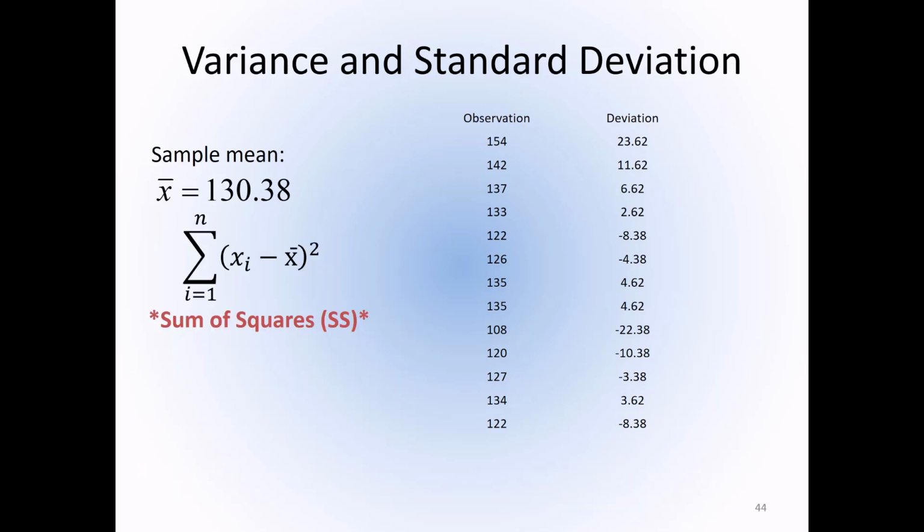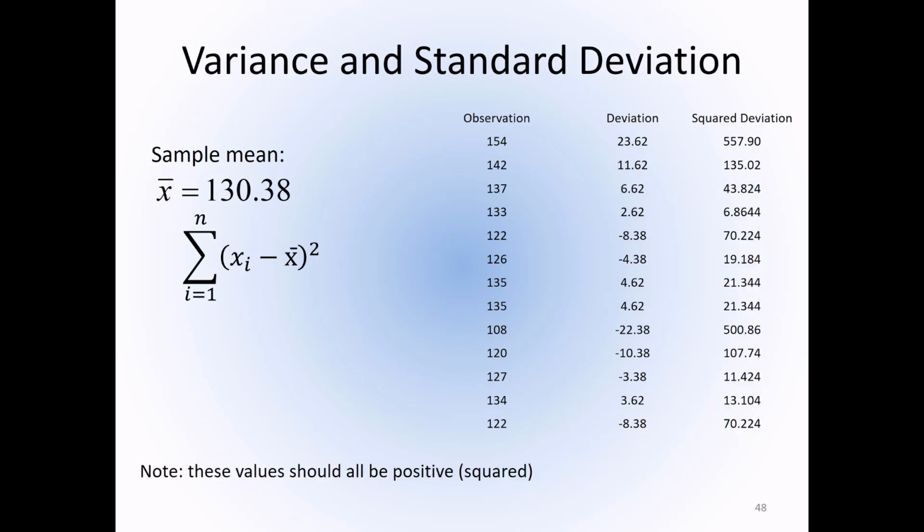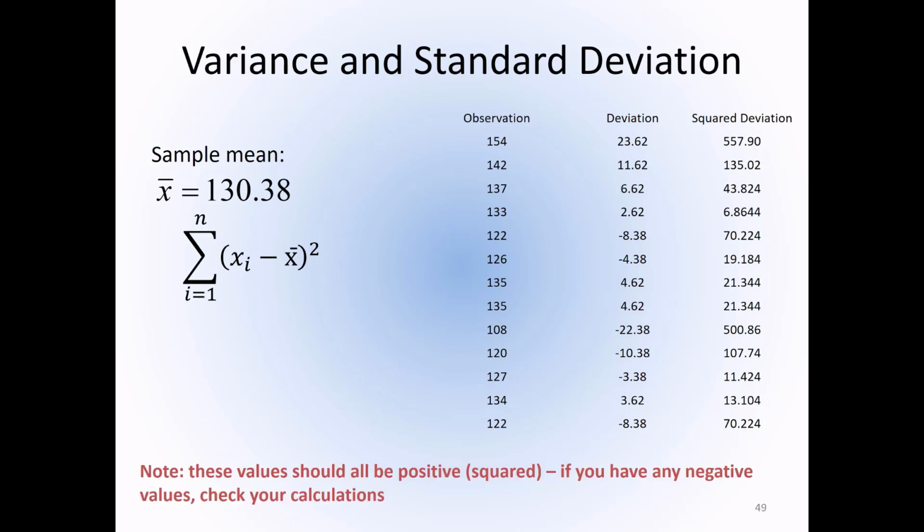Before we calculate our variance, we need to calculate the sum of the squares. We need to take those deviations and square them, because at this point all we have is the difference between the observations and the mean. So we square these deviations for each one of our respective observations. Notice that all of these values are positive. This is an important checkpoint too. If you have any negative values, you want to make sure that you check your calculations and recalculate those values. Anything that's squared is going to be positive, whether it's a positive number or a negative number.